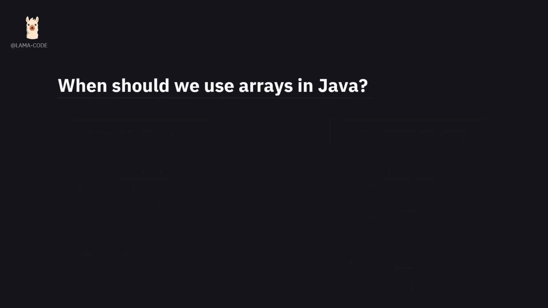Now, when should we use arrays in Java? So here I have listed 3 main reasons to use arrays. Arrays are ideal when you have a fixed number of elements and need a simple, efficient way to store and access them. They also offer performance benefits due to their fixed size and contiguous memory allocation. Additionally, for simple use cases, arrays provide a straightforward solution without the overhead of more complex data structures.